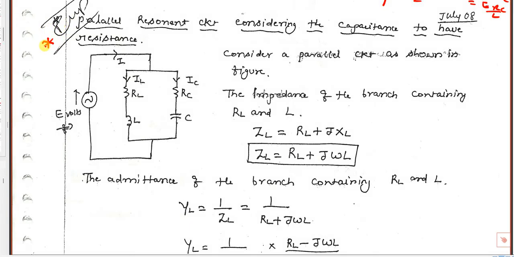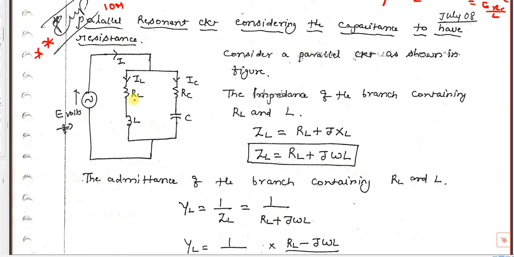Next, very very important derivation asked in the exam. So again, this will be asked for 10 marks. Derive expression for resonance frequency of practical parallel resonance circuit where capacitance as well as inductance both having internal resistance.